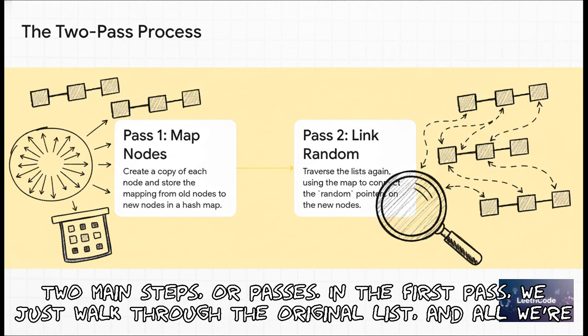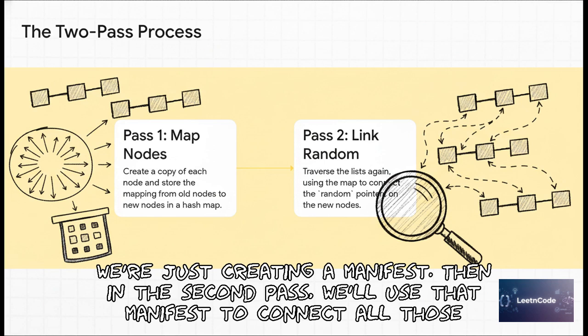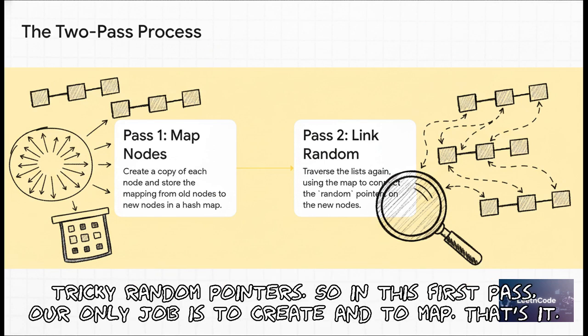In the first pass, we just walk through the original list, and all we're doing is creating a clone for every single node and building up our map as we go. You can think of it like we're just creating a manifest. Then in the second pass, we'll use that manifest to connect all those tricky random pointers.